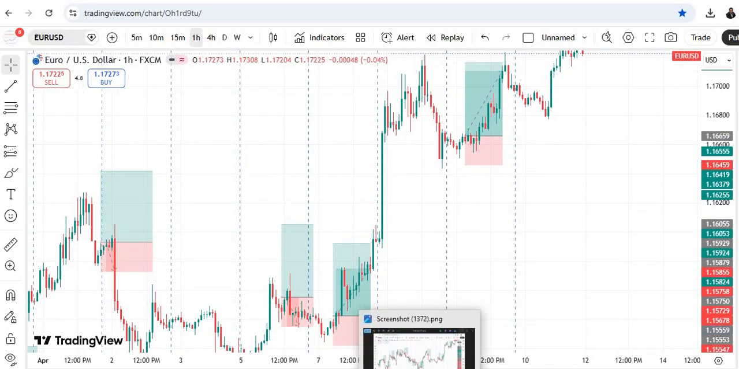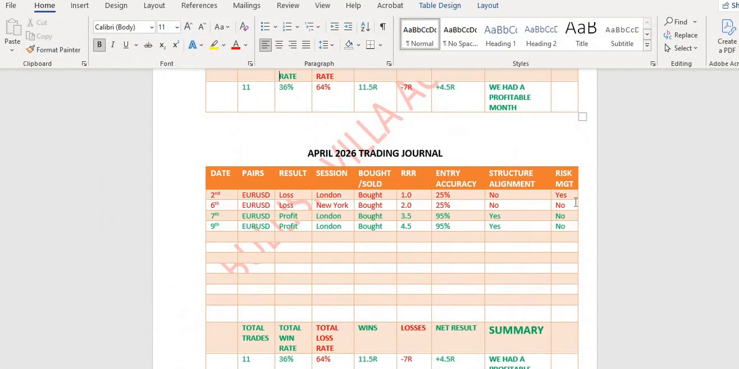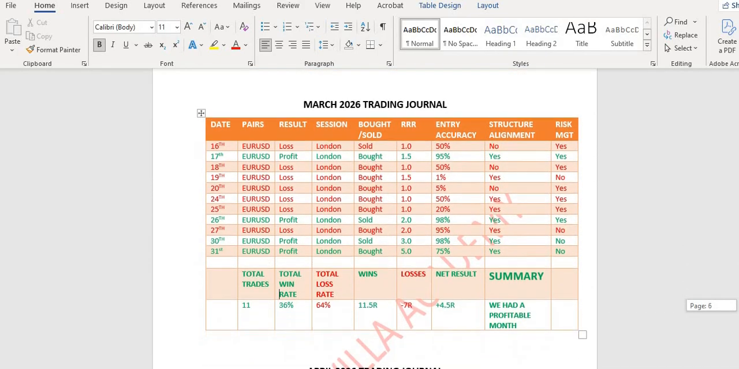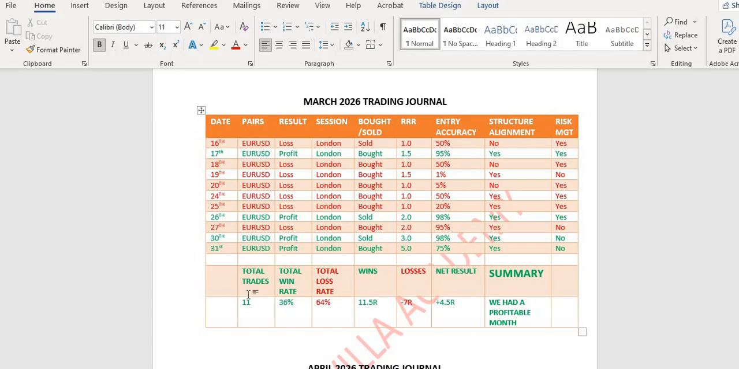So let me quickly run you through the trading journal. I don't want this video to be too long. So this is for March. You can see for the month of March we took 11 trades. Our total win rate 36%. Total loss rate was 64%. Our wins 11.5R, then losses -7R. This net result plus 4.5R. Summary, we had a profitable month.